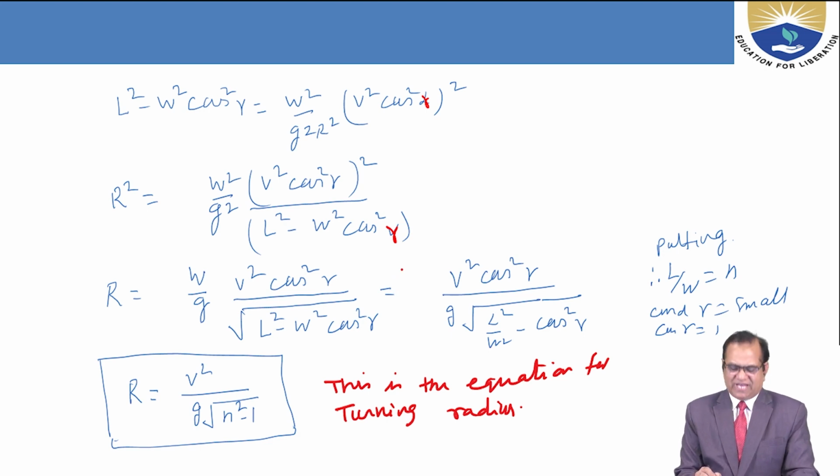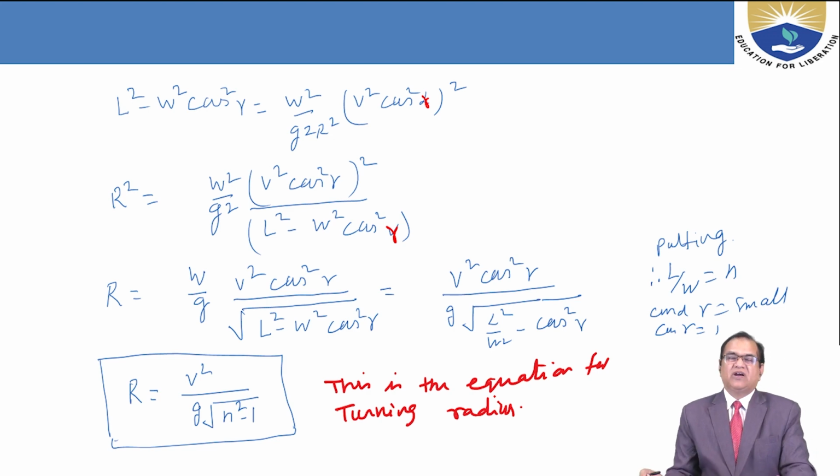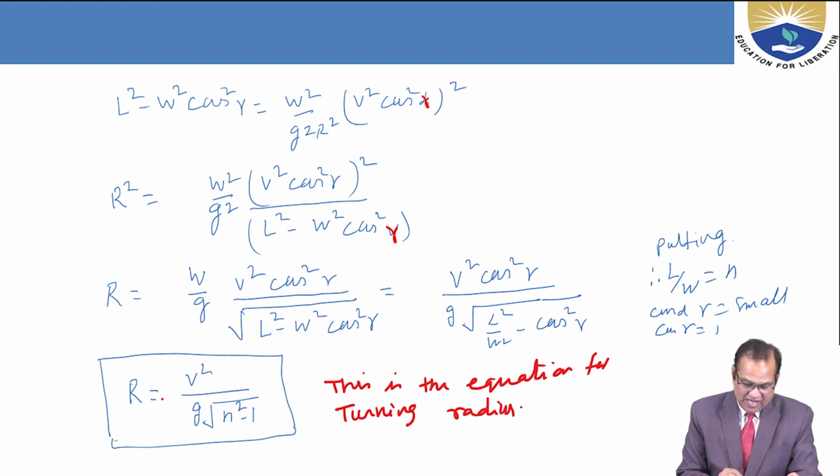We can further simplify and write V square cos square gamma divided by g, taking W square out of the under root, so L square minus W square cos square gamma. L square by W square is equal to n, so it is n square. So R is equal to V square divided by g under root n square minus 1. Because we have taken this out, this is the equation for turning radius. So we got the first equation: R is equal to V square by g under root n square minus 1.